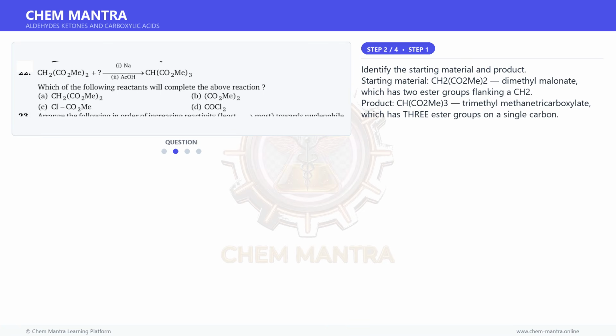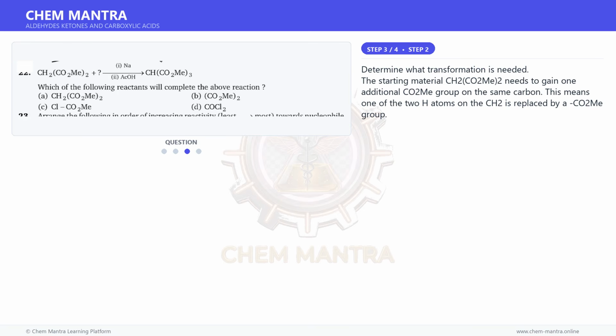Moving on to the next step. Identify the starting material and product. Starting material: CH2(CO2Me)2, dimethyl malonate, which has two ester groups flanking a CH2. Product: CH(CO2Me)3, trimethyl methanetricarboxylate, which has 3 ester groups on a single carbon.